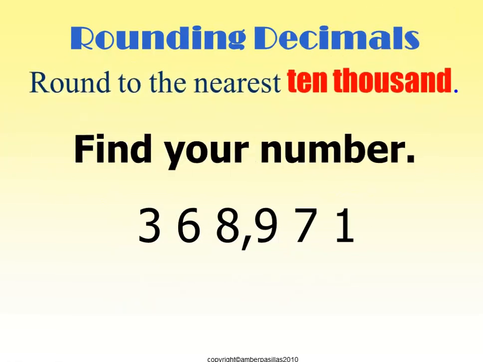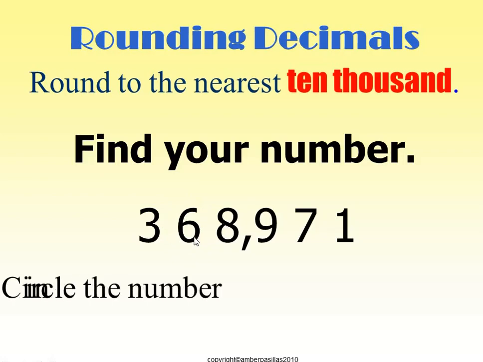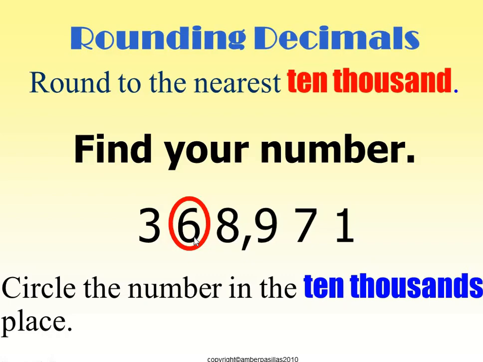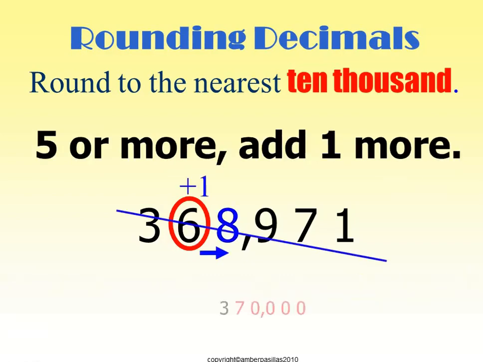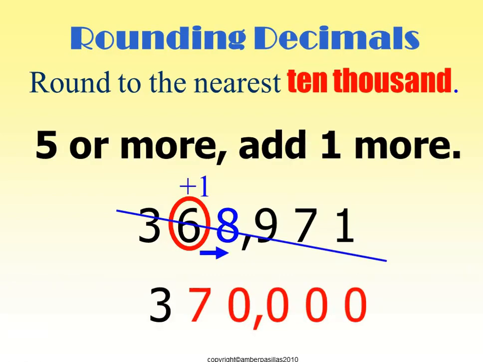Now, here is the same: round to the nearest 10,000. You will ask yourself, where is the 10,000 place value? It's here, right? This is 1,000, this is 10,000. So what you will do, you will circle it and look at the next-door number, which is the number to the right of the 6. You will underline it. Here it's 8. You will ask yourself, is 8 5 or more, or is it less than 5?